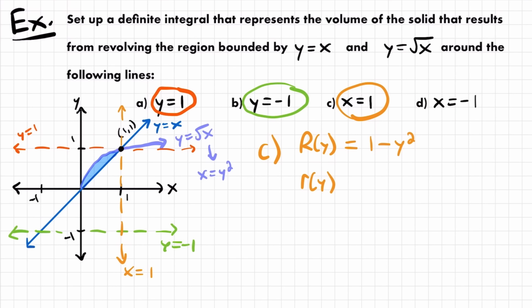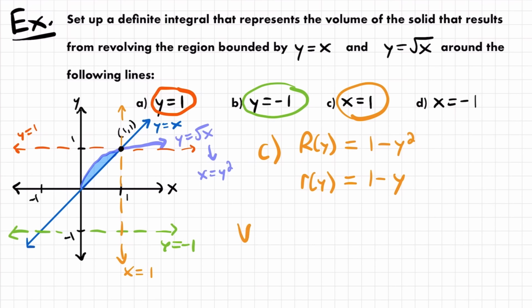All right, and then for our inner radius, the line y equals x is the closest to our axis of revolution, and so we will subtract y from the value of our axis, and our inner radius will be equal to 1 minus y. Okay, so now let's set up our definite integral to represent the volume of the solid formed by revolving this region around the line x equals 1.